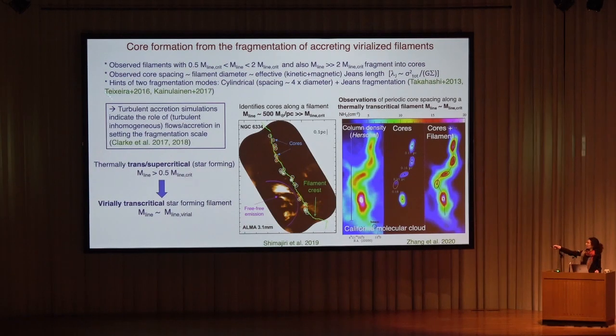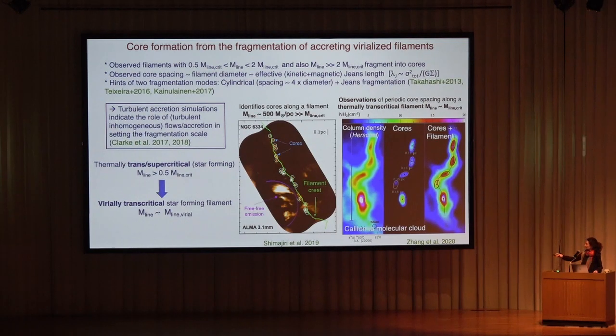And also there are observational signatures that there are 2 modes of fragmentation, a large-scale mode and a small-scale fragmentation mode. And simulations showing filaments accreting matter from the surrounding medium show that they can fragment and reproduce this observed spacing of cores, which suggests that these filaments are not isolated, but are in the interstellar medium and accreting from it.